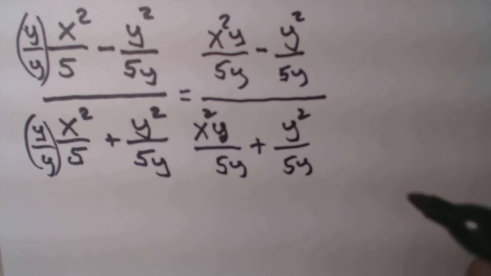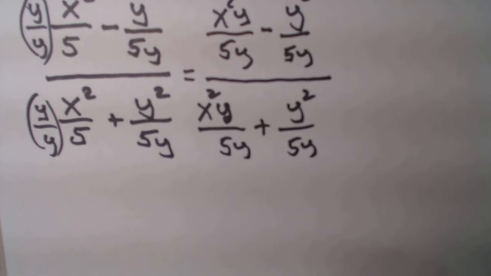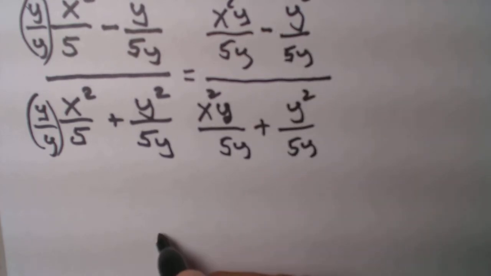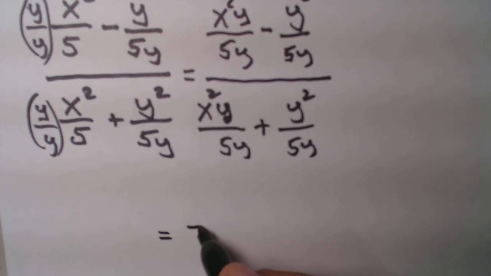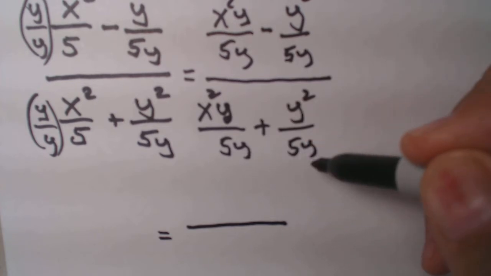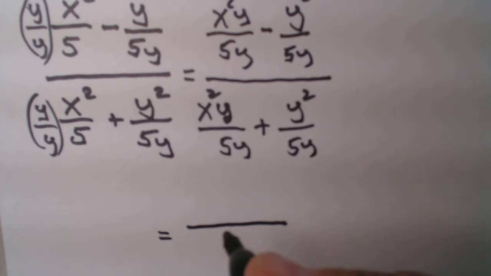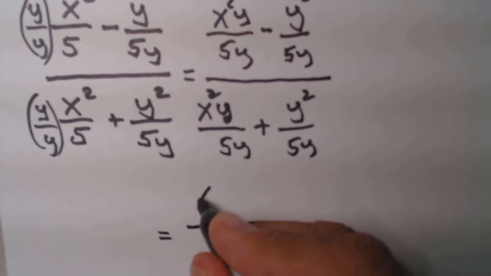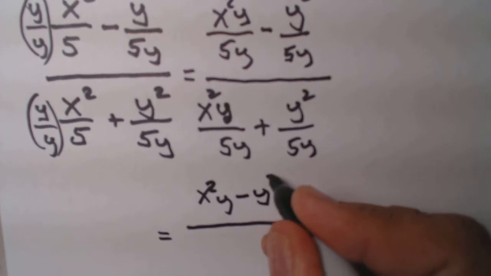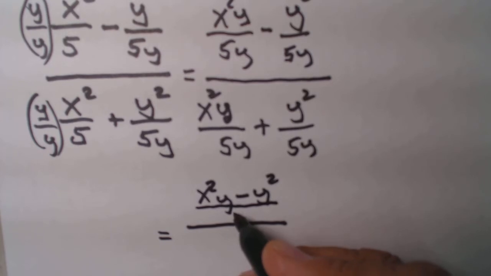Okay, well now let's see what we can do further with this. Here we go. We still have to get the top and bottom to single fractions each before we can do our reciprocal method. But we have a common denominator now in both of these, so we can make some headway. Upstairs, I've got x squared y minus y squared, and the denominator for all of this, 5y.